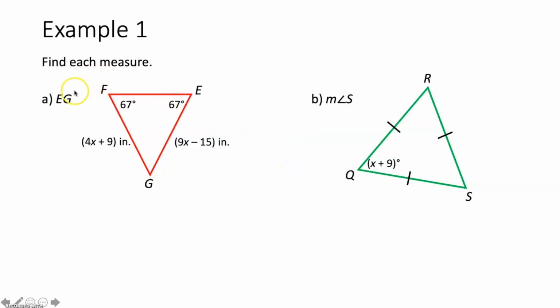Example 1 says find each measure. So we're finding the measure of segment EG. Where is segment EG? That's right here. Okay, so in order to find the measure of segment EG, I clearly need to find X. So that's going to be my first step.